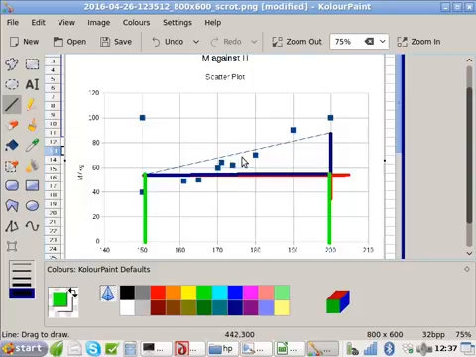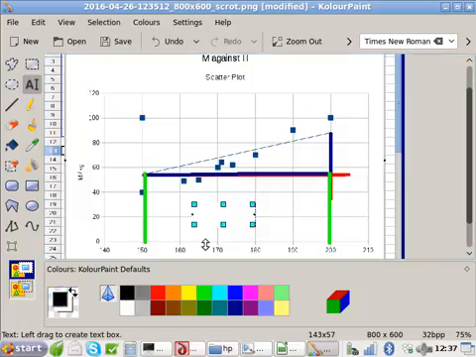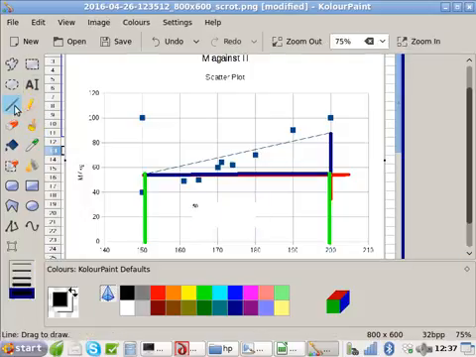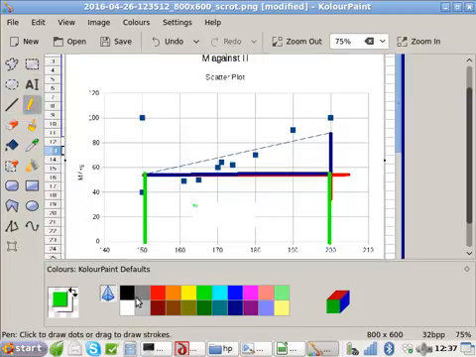So how big is the delta x? 50. 50. You can't see 50, that's okay. I don't need to see it. I'll just write it in. So this one here is 50 centimeters.